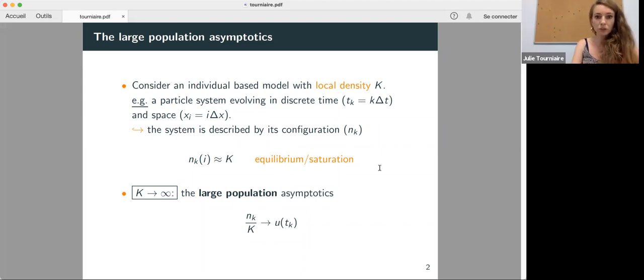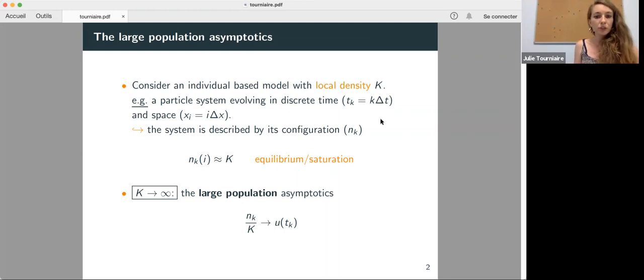For instance, we can consider a particle system evolving in generations on discrete sites. In this case, the system can be described by its configuration, where n_k(i) denotes the number of particles living on the site x_i after the k-th generation. Saying that the local density of the population is capital K means that on a site, when the population reaches the saturation state, the population size is approximately capital K.